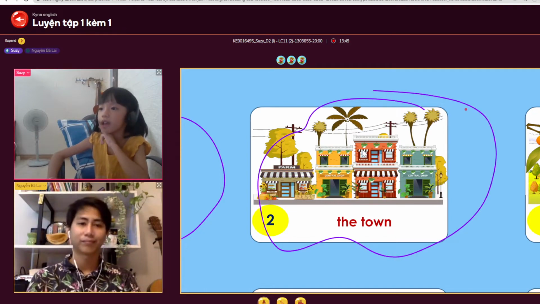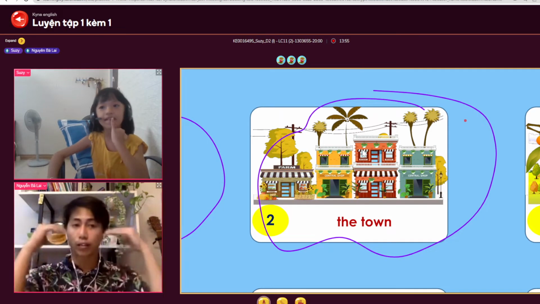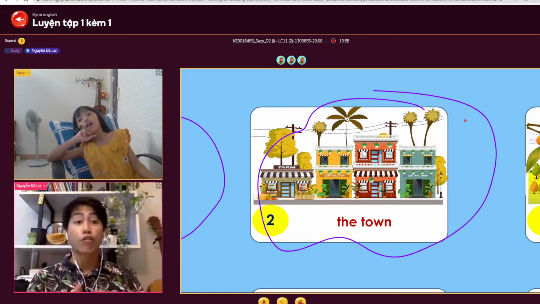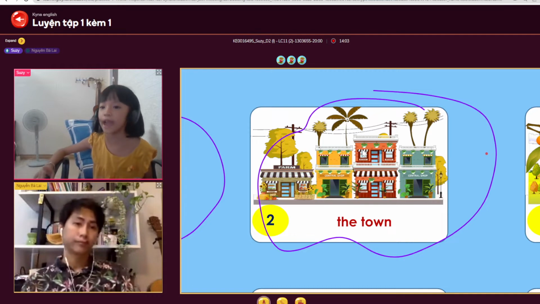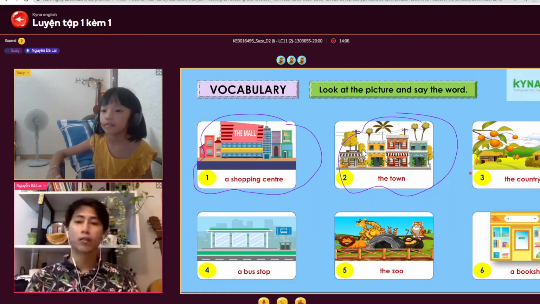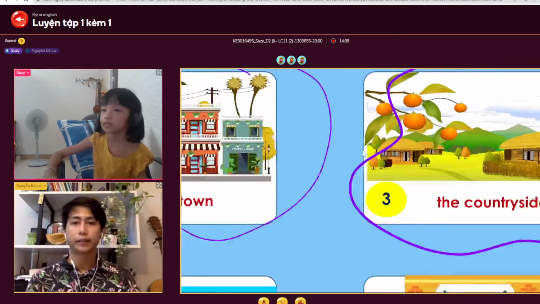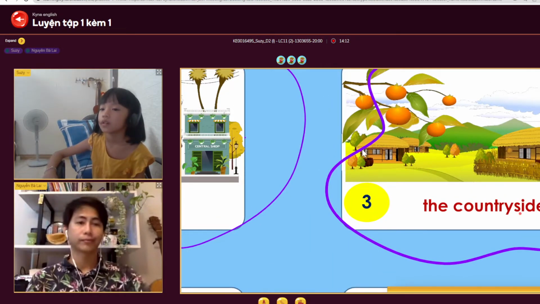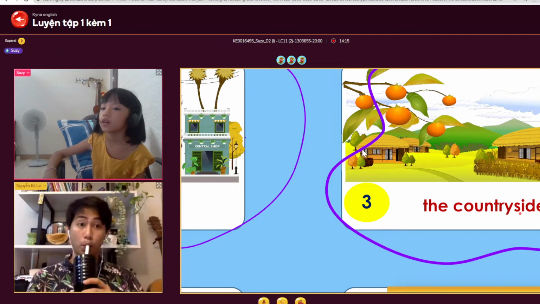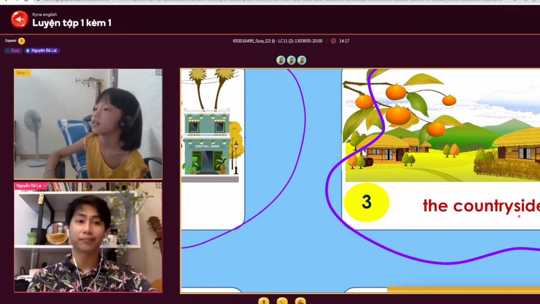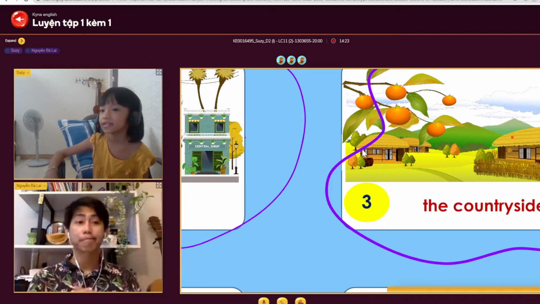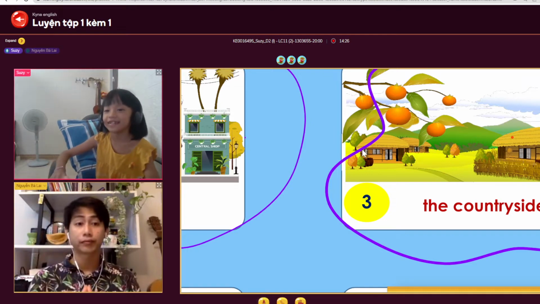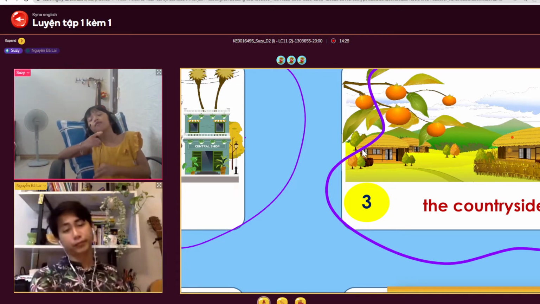There is a town. Do not use the same sentence. Be creative. You can say, there are many houses. I know, I go to the town every weekend. What about number three? You say it. You just gave me an idea. For now, I forgot my idea.